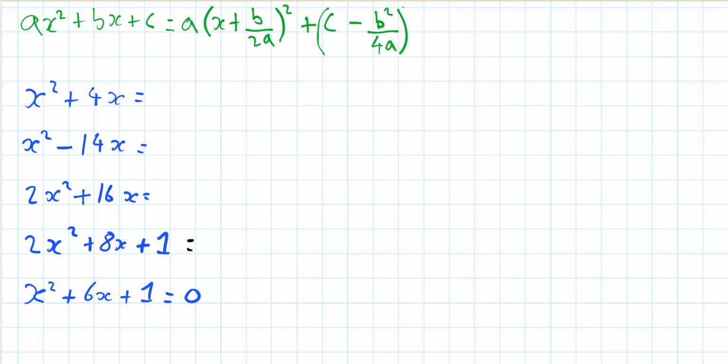In this video we'll be looking at using completing the square to solve quadratic equations. But first we're going to do completing the square on these expressions here, which are going to follow the formula I've written on top. So first up is just x plus half of b, which is 2, squared. C is 0, so it'd be minus b squared, which is 16, divided by 4, which is 4.